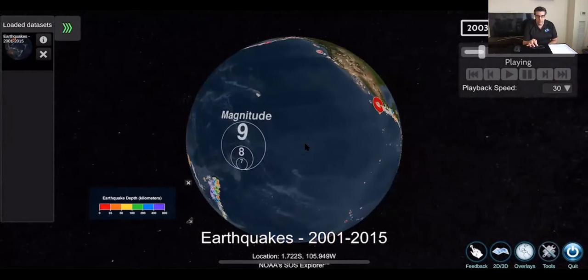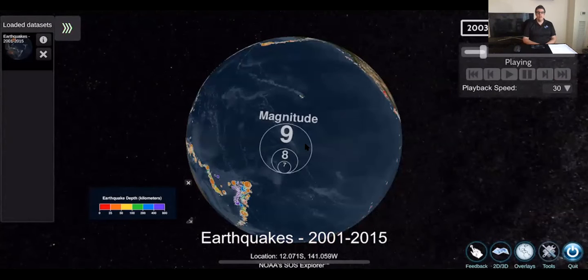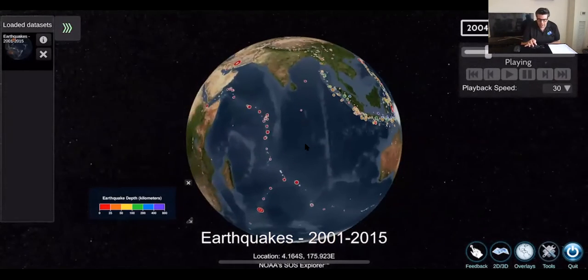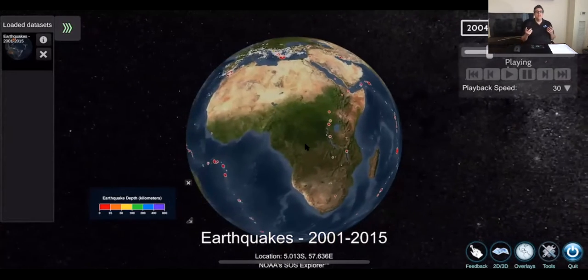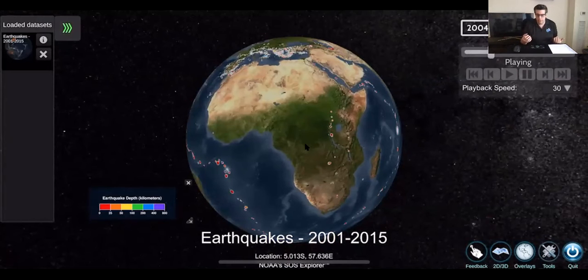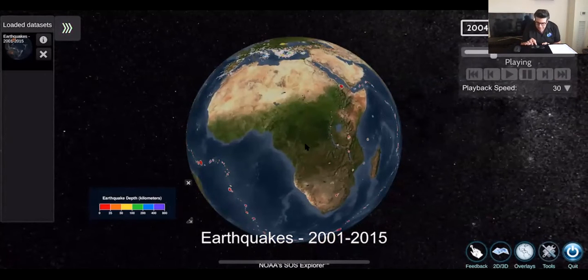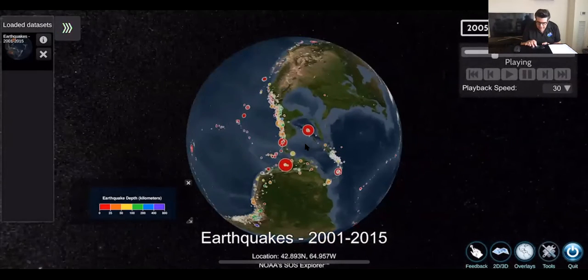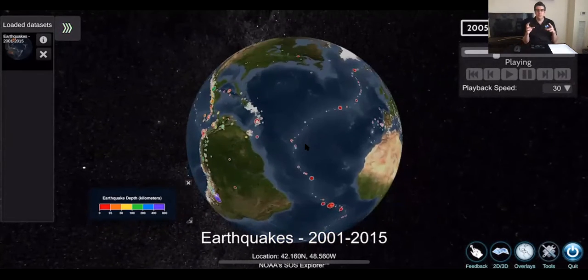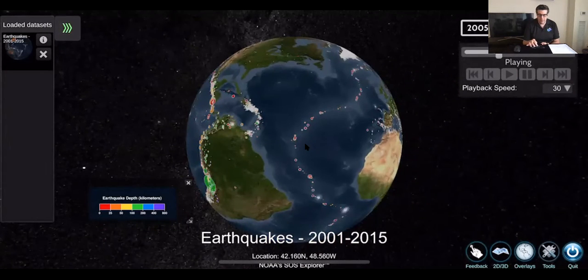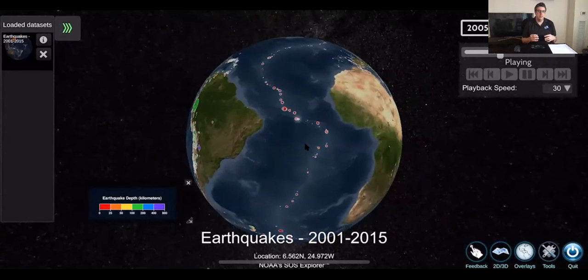So if we go around here, you can see our scale there, starting with 7 up to 9, and the ones that are smaller, obviously, are even smaller than 7, okay? And so we can see where these earthquakes were occurring. And what's interesting is we can really get an idea of where most of the earthquakes on Earth occur. But if we think back to the last one, you saw those plate boundaries, the tectonic plates. Most of these earthquakes are happening along those tectonic plate boundaries.